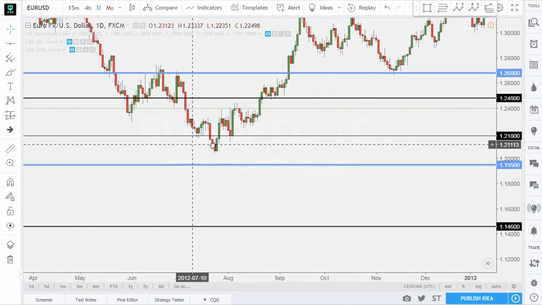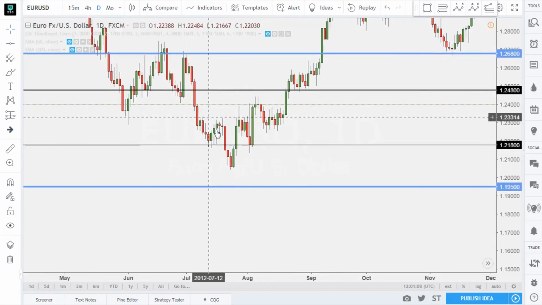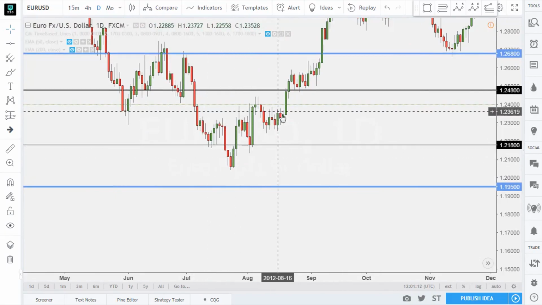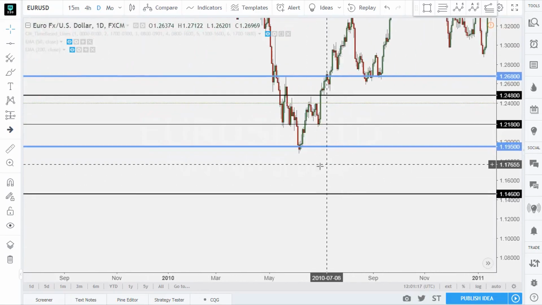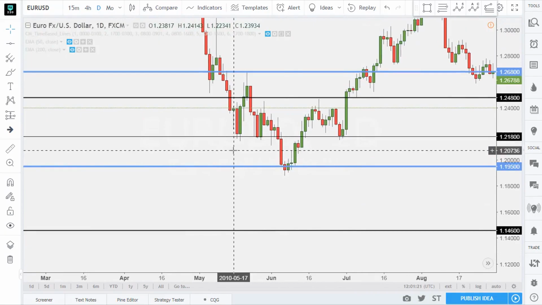We can see some action right here. Price did respect it here, broke it, came back, then did test it, and then came back up again. So this is what I was talking about when I told you these levels are accurate.